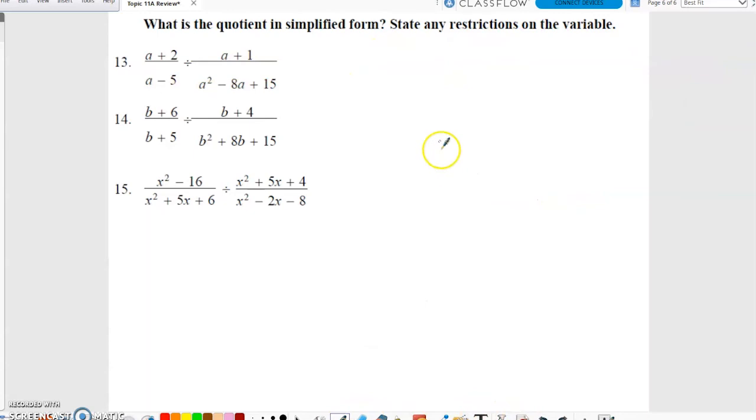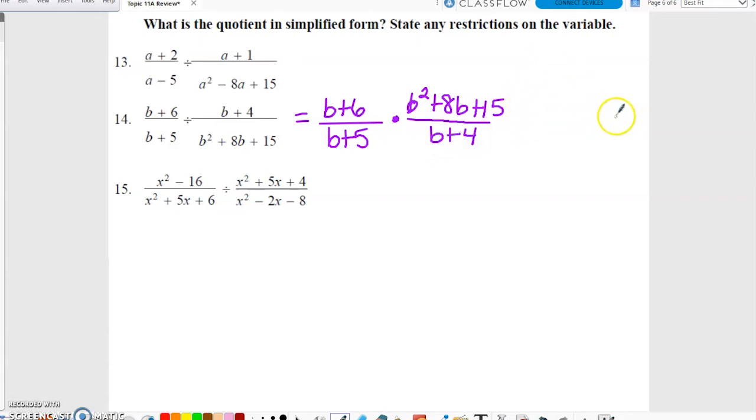So, looking at 14, again, I need to go ahead and flip this fraction. Do the keep change flip. So we're going to do b plus 6 over b plus 5 times b squared plus 8b plus 15 over b plus 4. Again, this is factoring 15, but we want a sum of positive 8, so we can leave this as a positive 3 and a positive 5 this time.